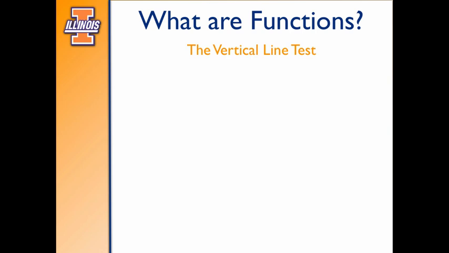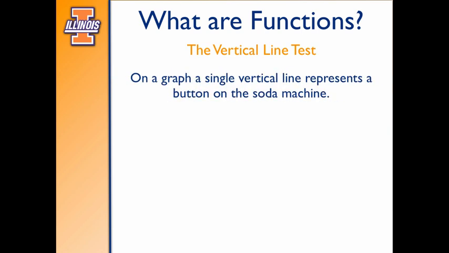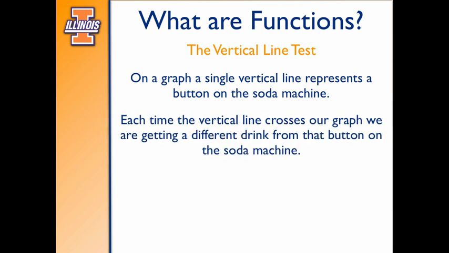Now we're going to talk about the vertical line test, which is a very specific way of figuring out if something's a function or not. The vertical line test works when we're given a graph. On a graph, a single vertical line represents a button on the soda machine. Each time that vertical line crosses our graph, we're getting a different drink from that button on the soda machine.